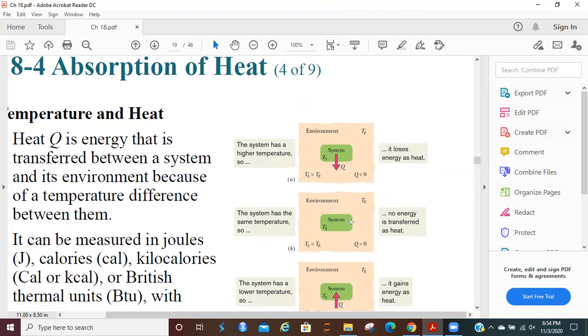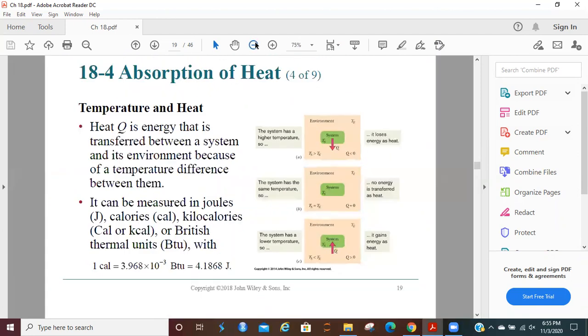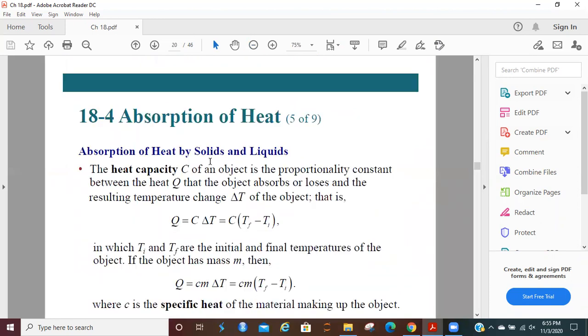If the temperature of the system and the environment are the same, you're not going to have any transfer of heat. If, however, the temperature of the system is less than the temperature of the environment, you're going to have an inflow of heat into the system. So Q is going to be greater than 0. With Q, you are looking at what the system is gaining or losing. And that's an important perspective to keep in this particular discussion.